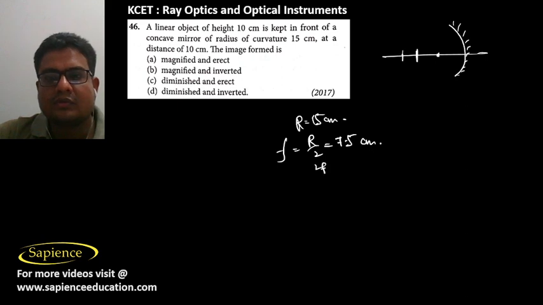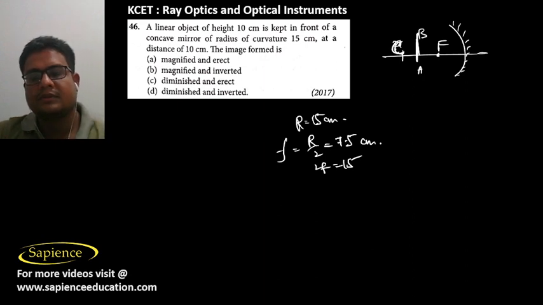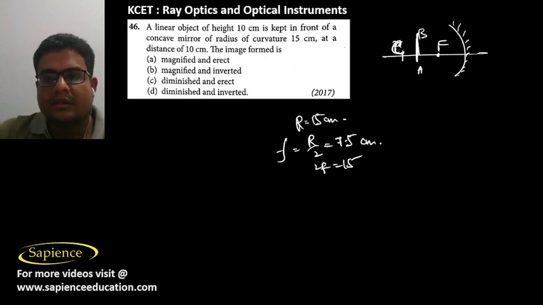So 2f is how much? 2f is 15. So this is 2f, means this point is the center of curvature, this is the focus, and here we have the object AB. So it is kept in between f and 2f.